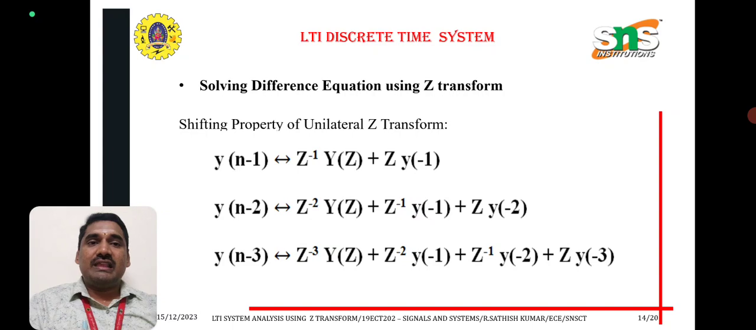Next one, how to solve a linear difference equation by using the Z transform. By applying the shifting property of the unilateral Z transform, we can solve the difference equation. Y of n minus 1 becomes z to the power minus 1 into y of z plus y of minus 1. Y of n minus 2 becomes z to the power minus 2 into y of z plus z inverse of y of minus 1 plus y of minus 2. Y of n minus 3 becomes z to the power minus 3 into y of z plus z to the power minus 2 into y of minus 1 plus z inverse of y of minus 2 plus y of minus 3.